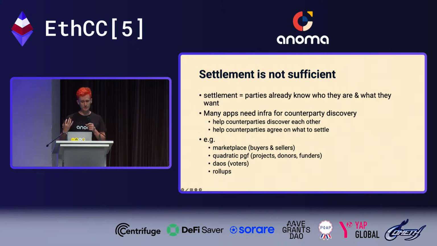And sometimes they also need help to agree with counterparties on what to actually settle. So you see this all over the place. You see this with marketplaces, with quadratic public goods funding, with DAOs, you even see this with rollups. When you think of what a rollup does, a user generates a message, they sign that message, and they send it to a single server, generally called a sequencer or a prover. That prover aggregates a bunch of these things, does some compute, and this compute then gets settled on some base layer, on some programmable settlement layer.